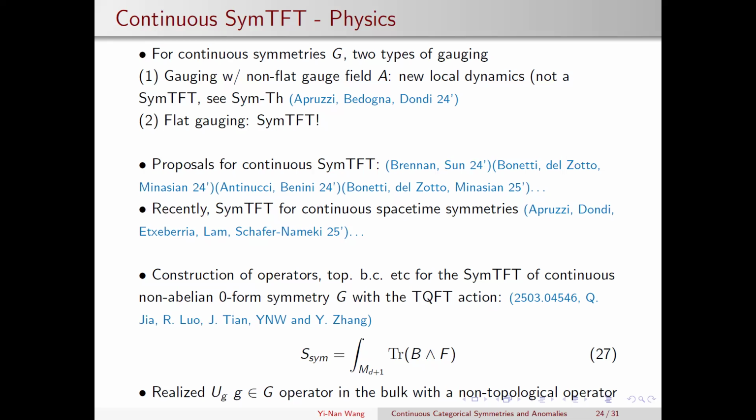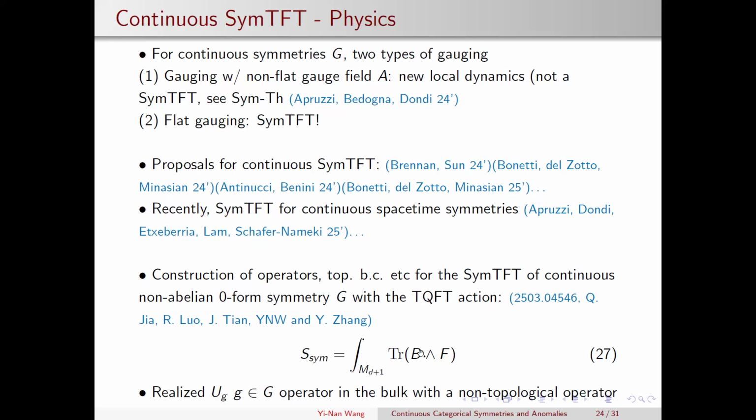For continuous SymTFT, there have been multiple papers and proposals, starting from the first paper, and more recently also this paper on SymTFT for continuous spacetime symmetry as well. And also in our paper, starting from last March, we studied the case of continuous non-abelian zero-form symmetry with trace BF TQFT actions, roughly speaking, and we constructed the new thing here.